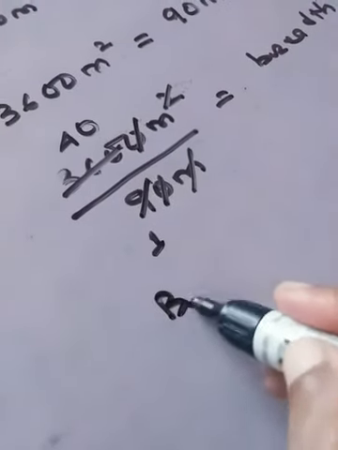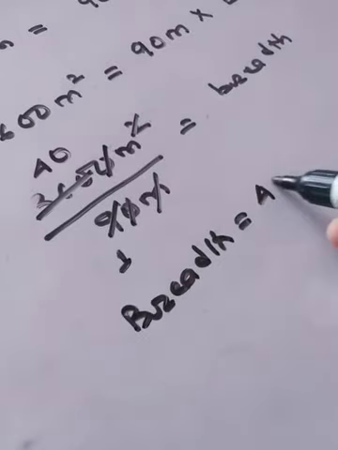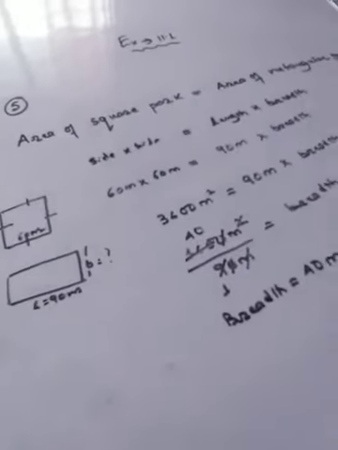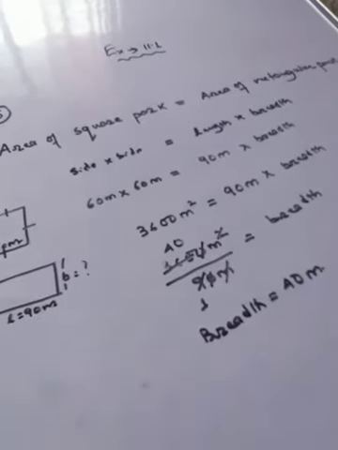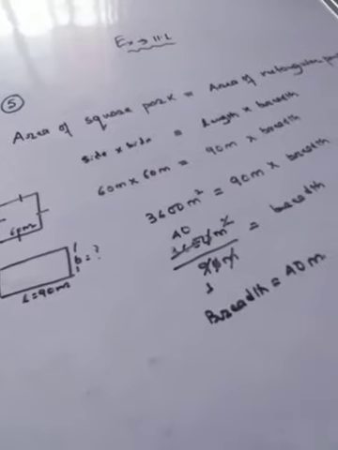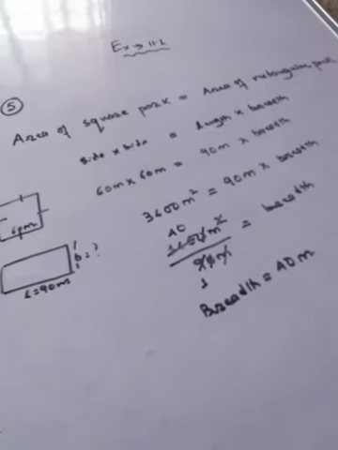So breadth equals 40 meter. This is the required solution of sum number 5. I hope you have understood. It's very easy. Now let's move on to sum number 6, students.